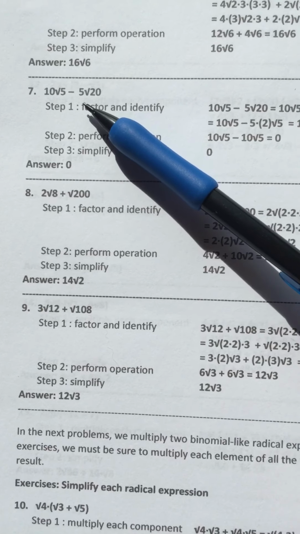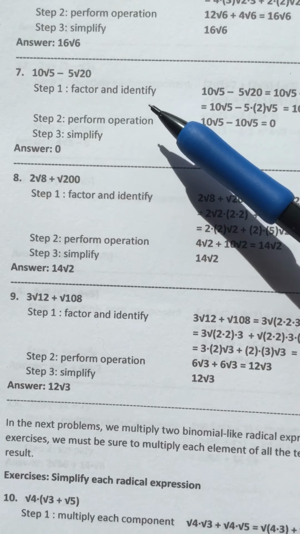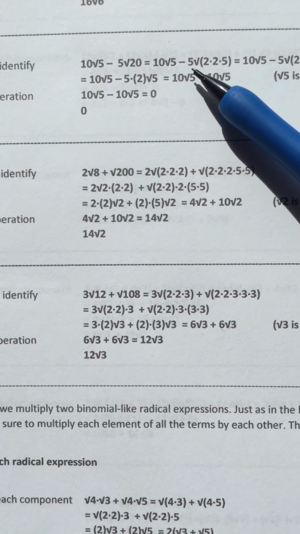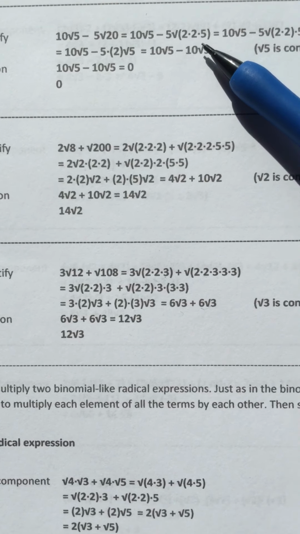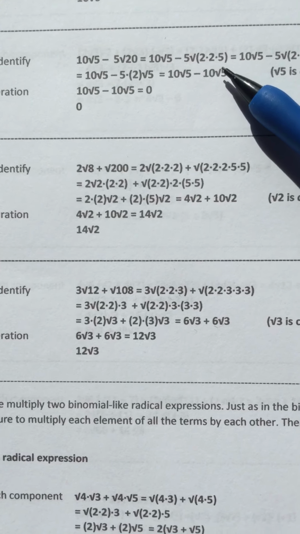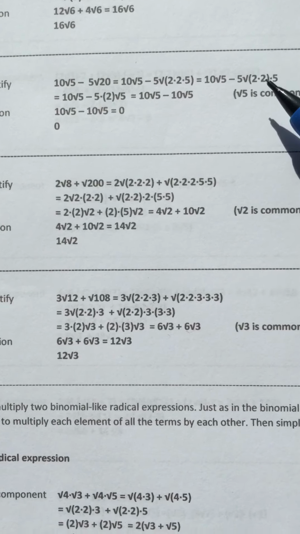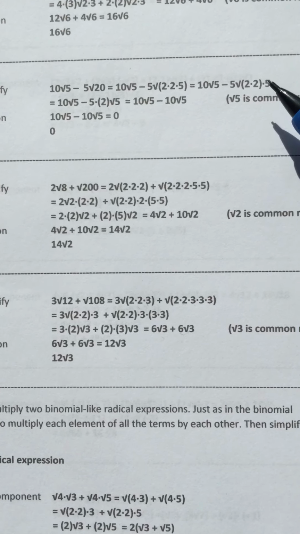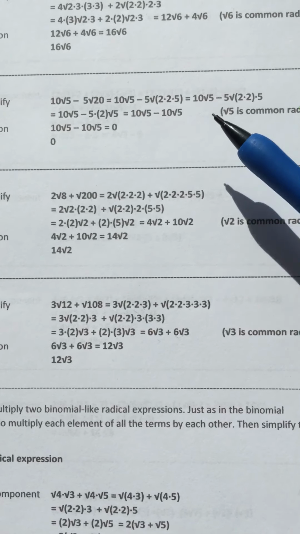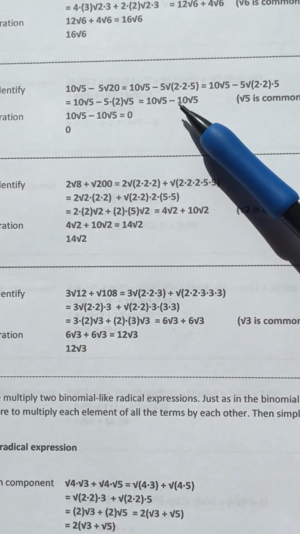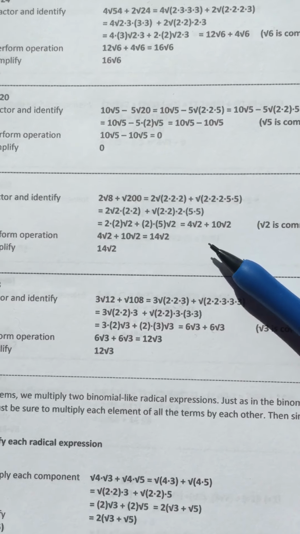For number 7, 10 square root of 5 minus 5 square root of 20. So again, I go over here, 10 square root of 5 stays as is, 5 is a prime. I can factor out the 20 is 2 times 2 times 5. So I have 10 square root of 5 minus 5 square root of 2 times 5, which I've put in parentheses because they're a pair. So I have 10 minus 10 gives me 0.